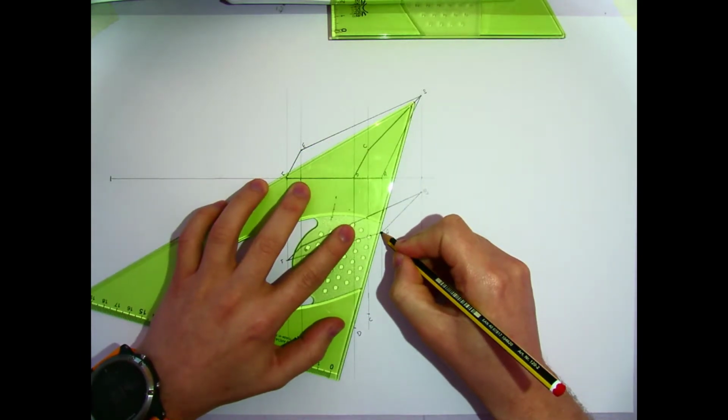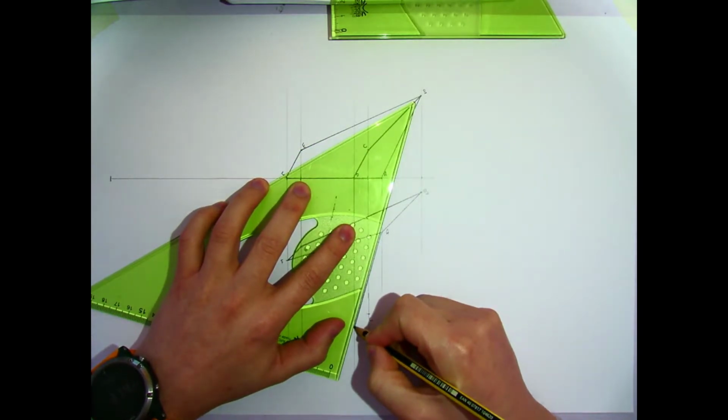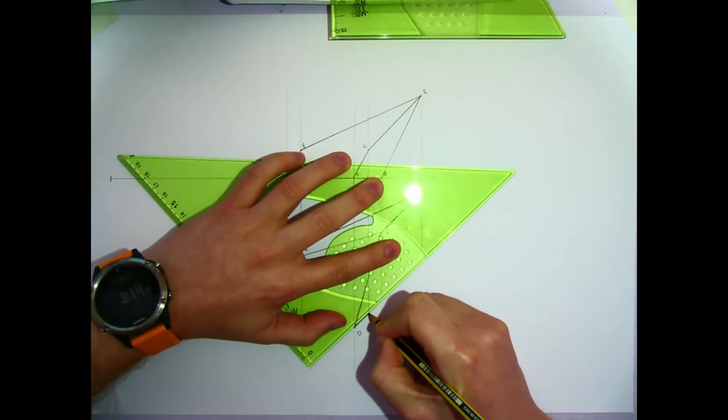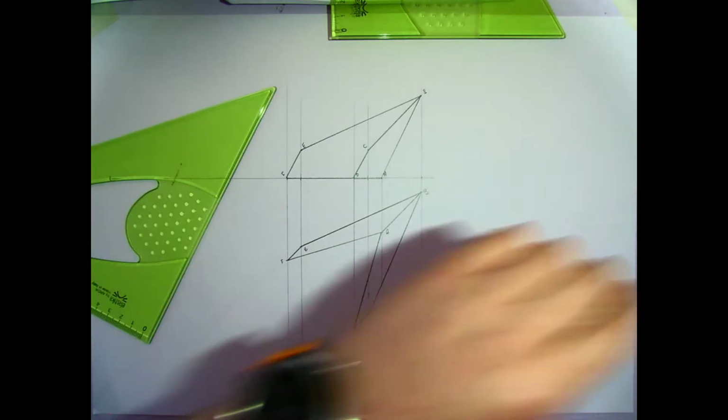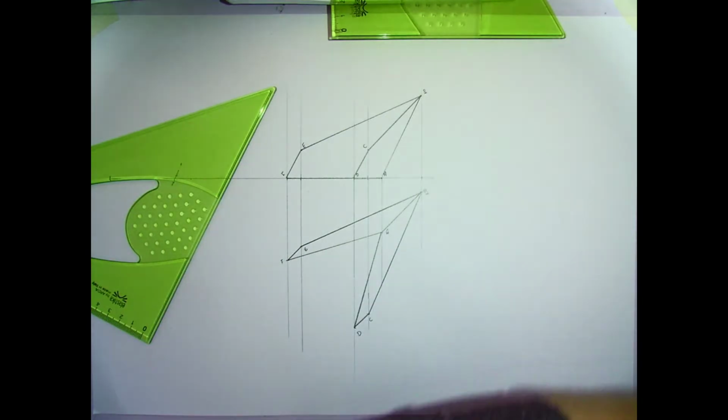So A to D, D to C, and C to B. Having located each of those points, that is part A of this question complete: draw the plan and elevation of the two intersecting planes ABCD and ABEF.